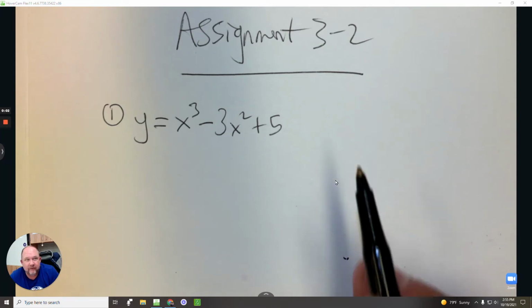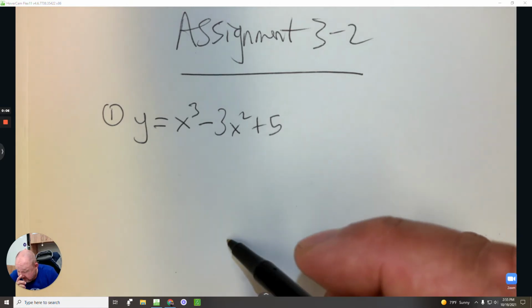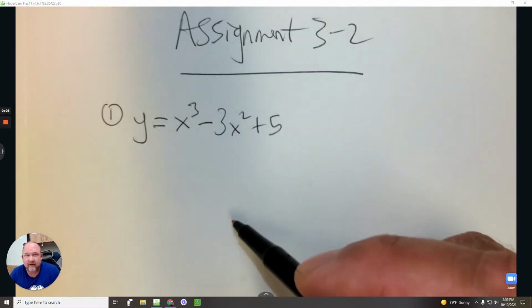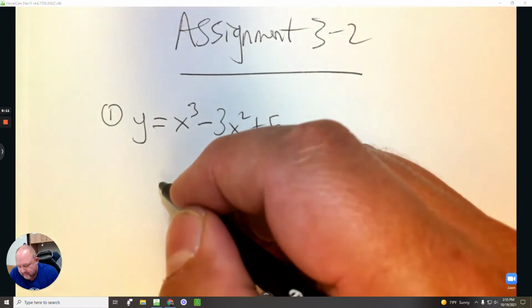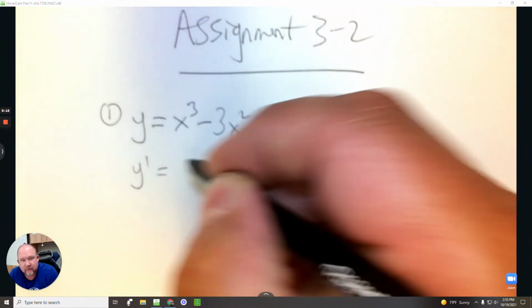All right, so assignment 3-2, let's do the assignment together. In question number 1, you're given an equation and you're asked to do some calculus with it, as well as understanding the end behavior would be helpful. So I'm going to take the derivative here.